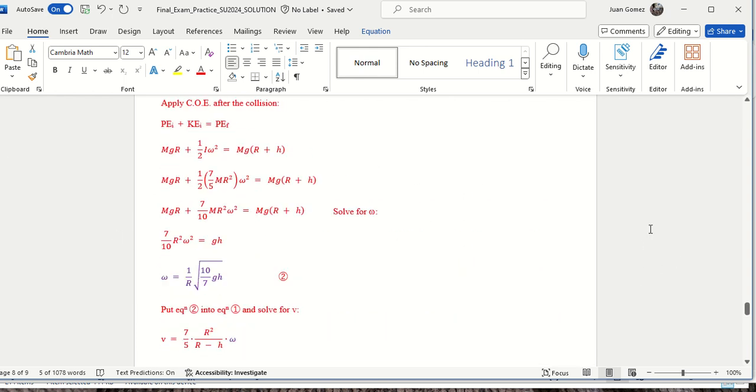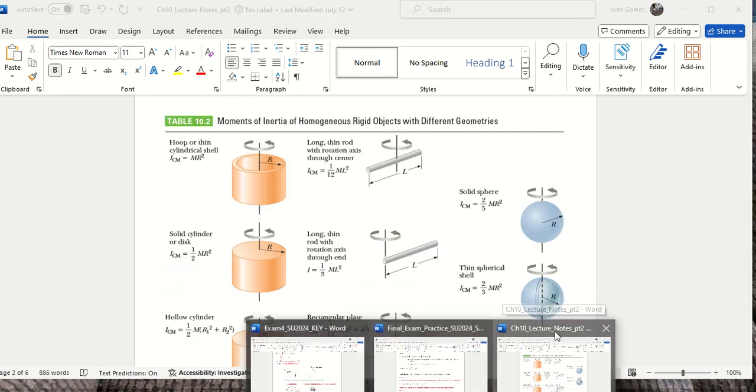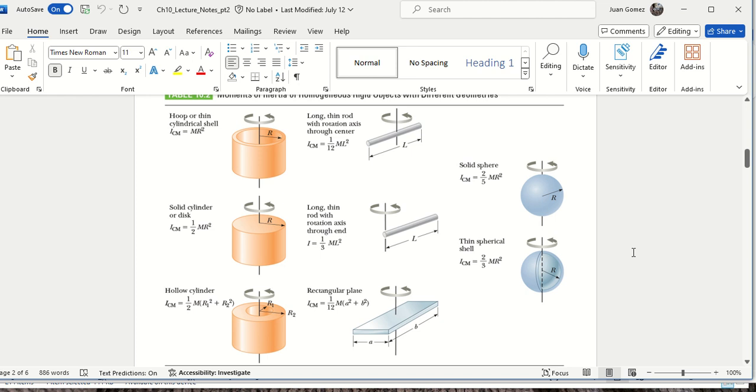Now here is a good think about this solution, I'll let you work through it. What if instead of a uniform solid sphere, the object was a uniform hollow cylinder with mass m and radius large R? Well, the only thing that changes is the moment of inertia. You go to your table right here, hollow cylinder, mass m, radius large R. The ICM is mR squared. But remember, you have to use the parallel axis theorem. It's worked out, but I'll let you work through that on your own.